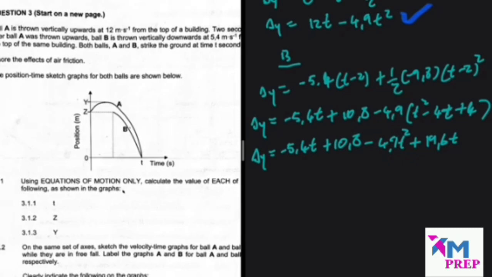Minus 4.9 multiplied by 4 again, so plus 19.6t. Is it plus? No, it is minus, because we have minus multiplied by plus. So we have minus. Let's just verify here, because it seems like there's a lot going on.